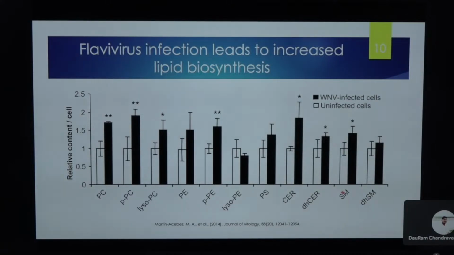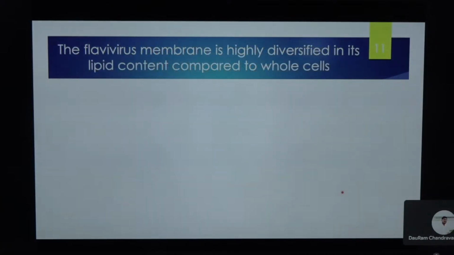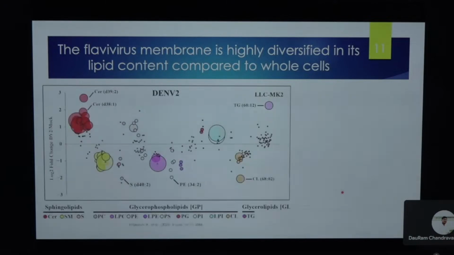Now, this is all interesting, but how does it relate to the actual virus membrane itself? It's one thing for the virus to induce all of these different membrane structural rearrangements to encourage cholesterol to come from the plasma membrane to sites of replication complexes. But what does it mean for the virus itself? What is the membrane of the virus particle actually made of?